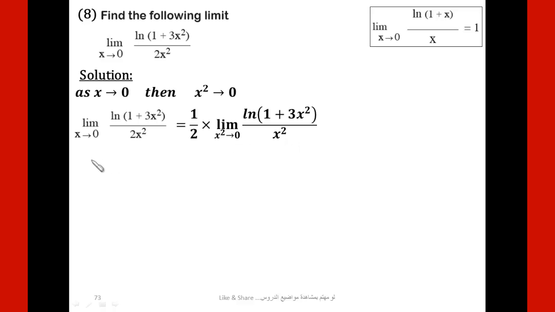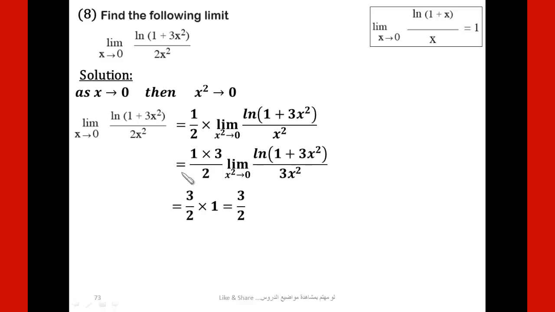And you know that as x tends to 0, then x square tends to 0. But we need 3 here, so multiplying up and down by 3. So 1 multiply 3 over 2, limit of ln 1 plus 3x square over 3x square. This form always equals 1. So we write 1 multiply 3 equal to 3. 3 over 2 multiply 1 equals 3 over 2. And this is the value of the original limit. It will be 3 over 2, but it is necessary to make it in steps.